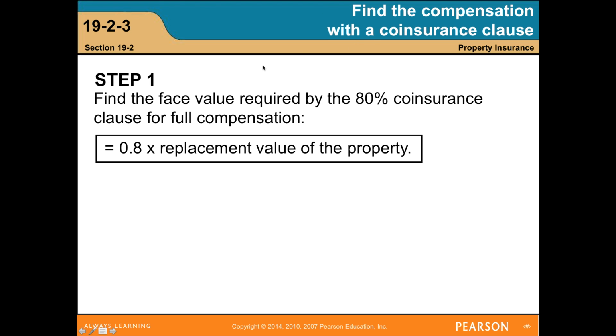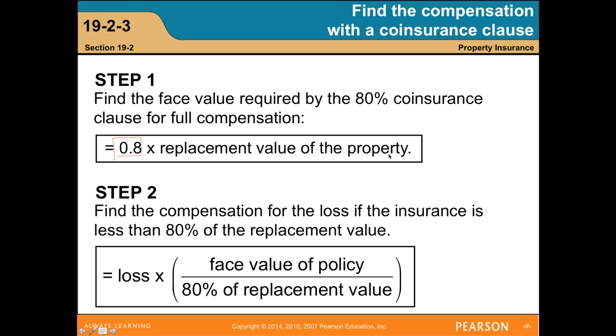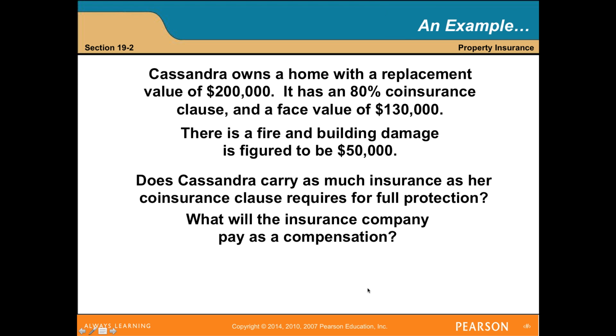Find the compensation with a coinsurance clause. Step 1, find the face value required by the 80% coinsurance clause for the full compensation. So here we have 0.8, which is represented by 0.80, times the replacement value of the property. Step 2, find the compensation for the loss if the insurance is less than 80% of the replacement value. So you have the loss times the face value of the policy divided over 80% of the replacement value.